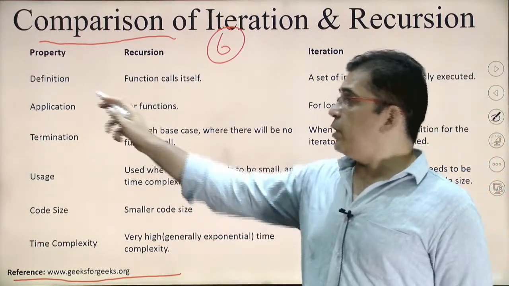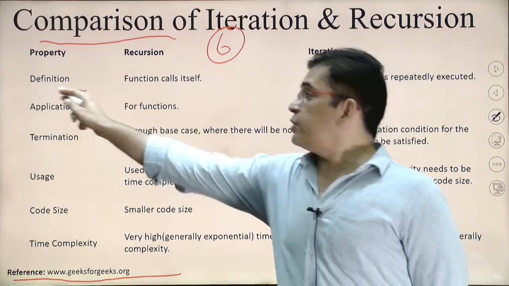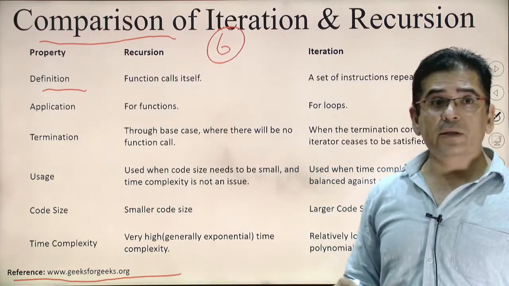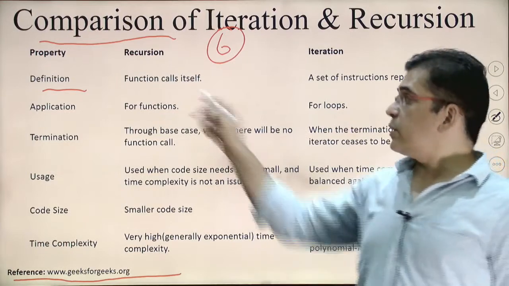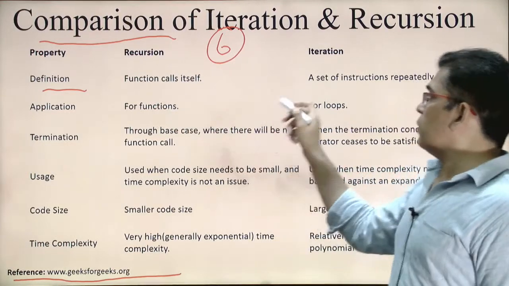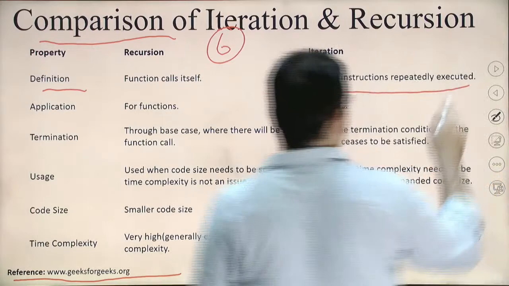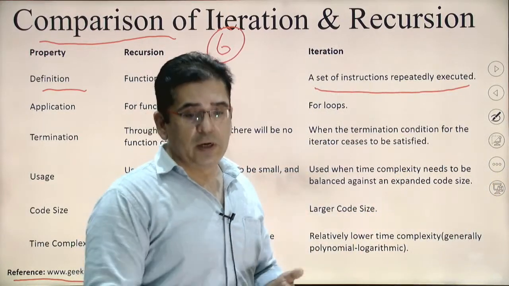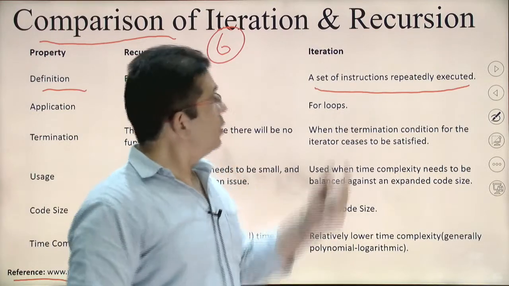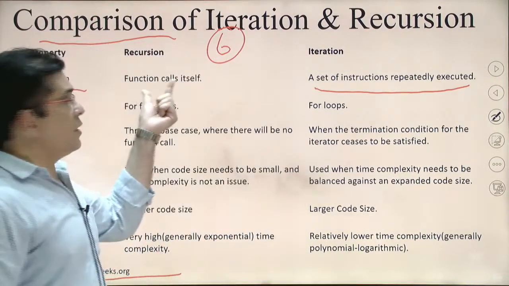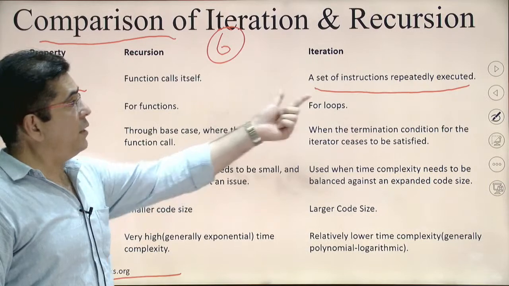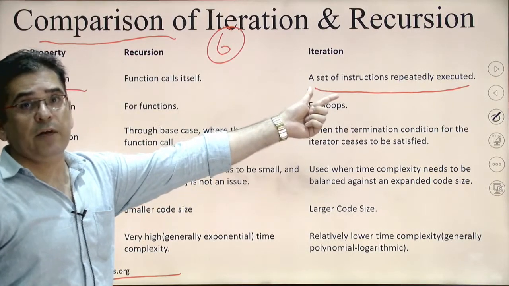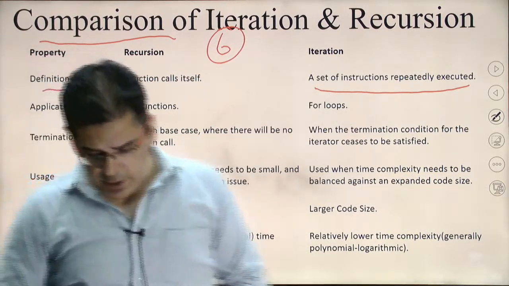Number 1 property or number 1 parameter is definition. The definition of recursion is a function calling itself is called recursion. The definition of iteration is a set of instructions repeatedly executed. So, you need to be very clear about the definition as well. The definition of recursion is function calling itself, and the definition of iteration is a set of instructions repeatedly executed.